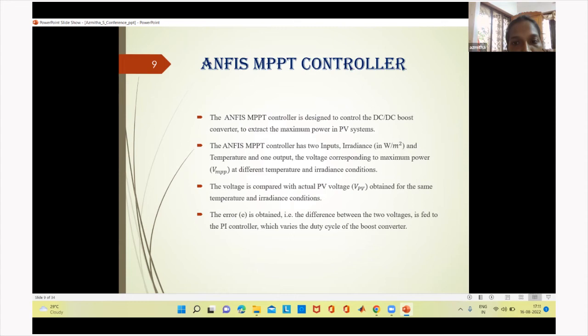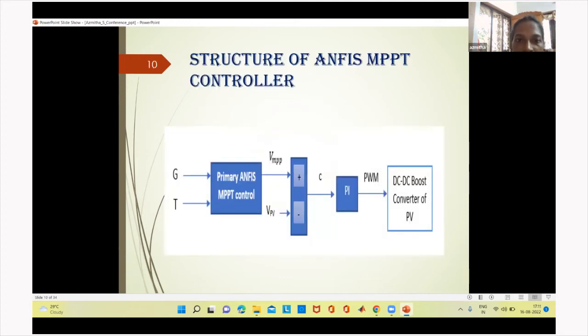Then what is the ANFIS MPPT controller? It is used to control the DC-DC boost converter. The ANFIS MPPT controller has two inputs, irradiance and temperature, and one output: the voltage corresponding to the maximum power. Then this voltage is compared with the actual PV voltage obtained at the same temperature and irradiance conditions. Then the error E is obtained, which is the difference between the two voltages, and is fed to the PI controller, which varies the duty cycle of the boost converter. This is the structure of the ANFIS MPPT controller. The two inputs, temperature and irradiance, are given to the controller, and the obtained error signal is given to the PI controller, from which we generate the PWM pulses. The obtained PWM pulses are given to the DC-DC boost converter.